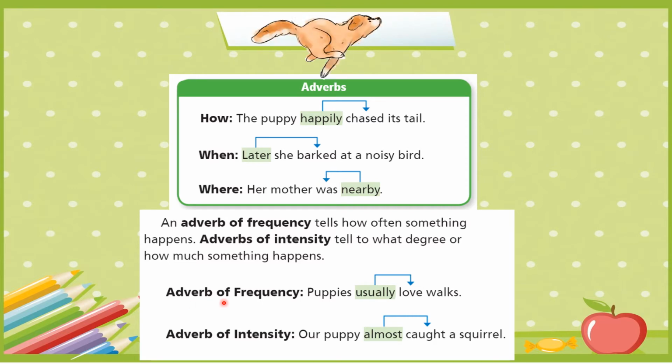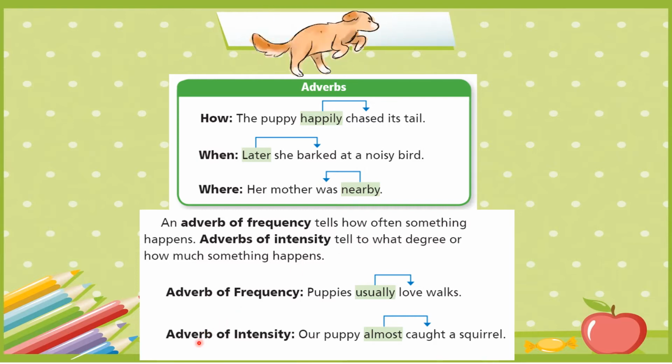So we have an adverb of frequency example. Puppies usually love walks. So our verb in here is love, right? So how often do they love walks? Okay, walks meaning the activity of walking, like you walk them in a park or you walk them in a village. So our answer is usually, which is basically frequent, right? So an adverb of frequency, once again, tells how often something happens or how often an action is done.